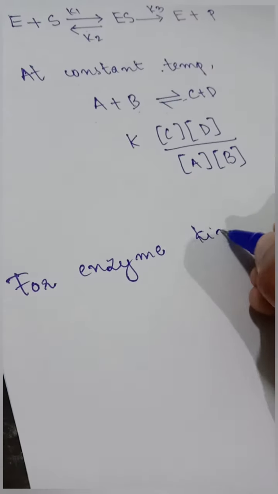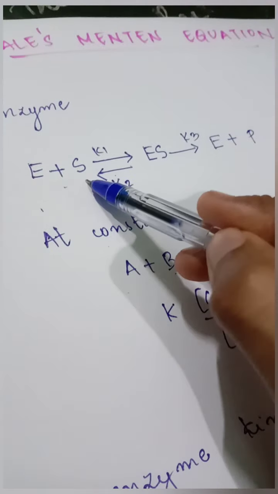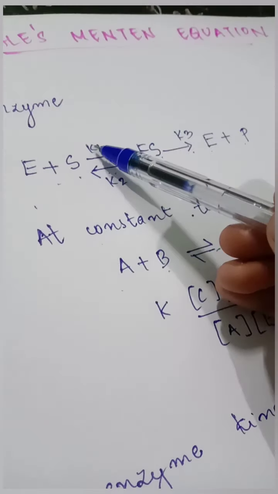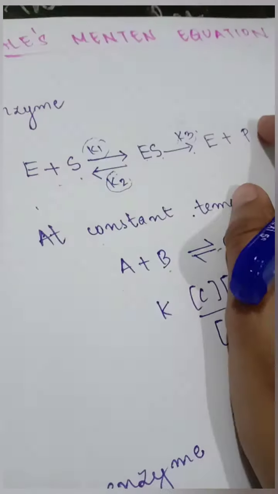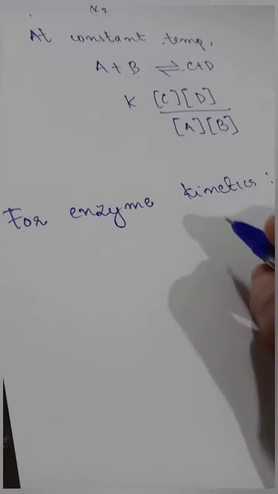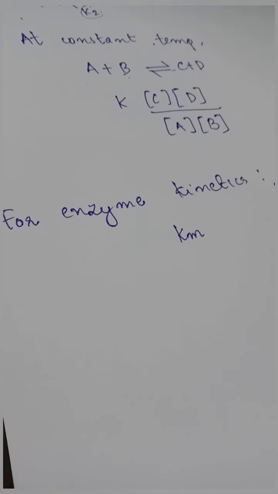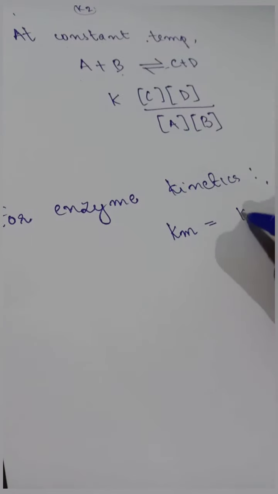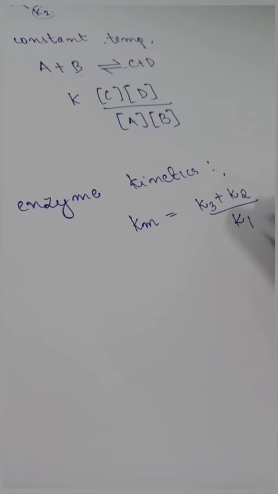While we are talking about enzyme kinetics, you need to look here: enzyme plus substrate gives and gives back enzyme substrate complex, then it may result in formation of enzyme and product. Here we denote K1, here K2, and here K3. So we need to write Km, the Menten constant. Km will be equal to K3 plus K2 divided by K1.